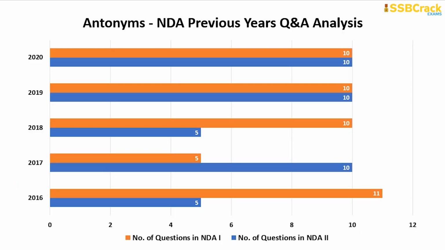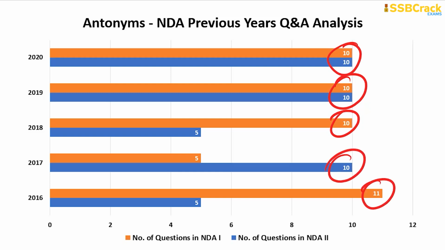Next, coming to the most important topics, antonyms and synonyms, we need to club them together because antonyms and synonyms go hand in hand, and it will be a much easier task if you study them together. For antonyms, 10 questions have come in both NDA 1 and 2 in 2020 and in 2019, and also in NDA 1 2018, and in NDA 2 2017.